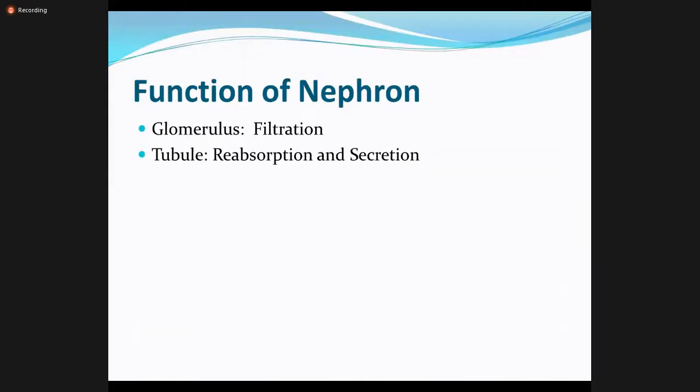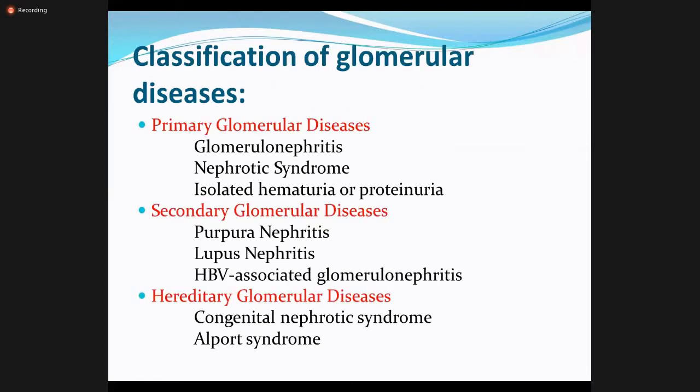The basic function of the glomerulus is the filtration of the serum that passes through the glomerulus. And the basic function of the tubule is the reabsorption of specific materials and secretion of specific materials. So the basic function of the glomerulus is filtration, and the tubule is reabsorption and secretion. Today we discuss only the glomerular diseases, that is, diseases related to the glomerular part of the nephron, which are basically classified into primary glomerular disease and secondary glomerular disease.